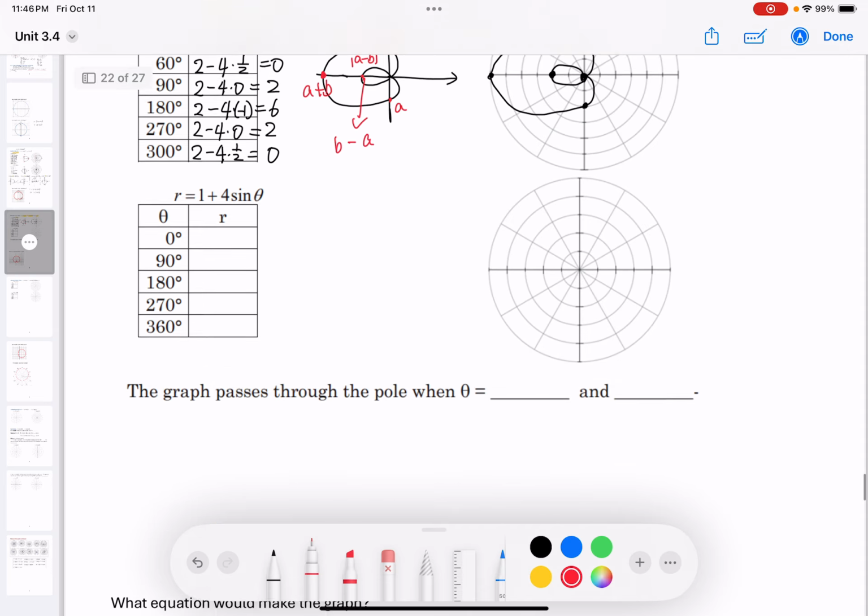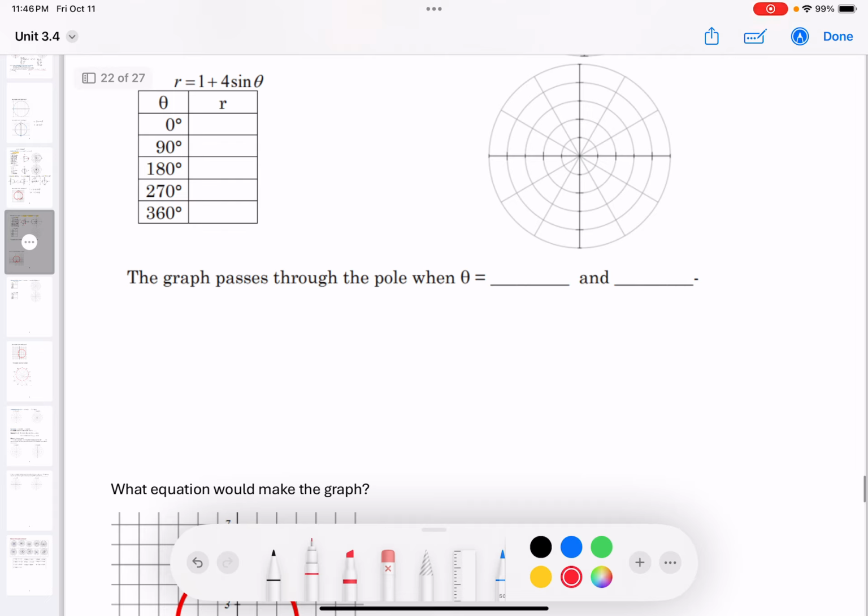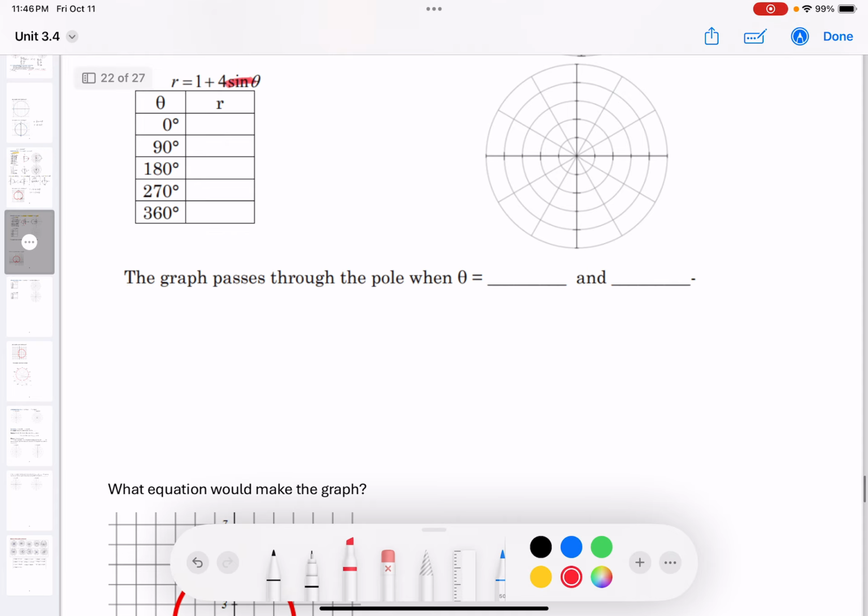Okay, let's see the next one. There is a table. We can use a table, plot the points, and graph it. So first, let's see the second equation: r is equal to 1 plus 4 times sine theta. So we have the sine theta. That means my shape will be located on the y-axis. And also, I want to compare A and B's value. We have a big B. That means we are going to have an inner loop. This is a limaçon with an inner loop.